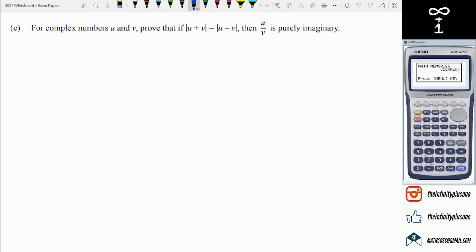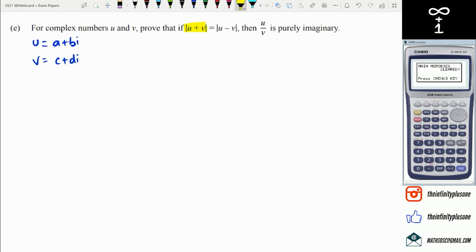To start off first, we've got 2 complex numbers, u and v. We're going to put down u is equal to a plus bi and v as c plus di, because they're 2 completely different complex numbers. The first step is that we've got to prove this part here first. Once we prove that, then we've got to do u over v is purely imaginary. So we're going to try and do one part at a time.